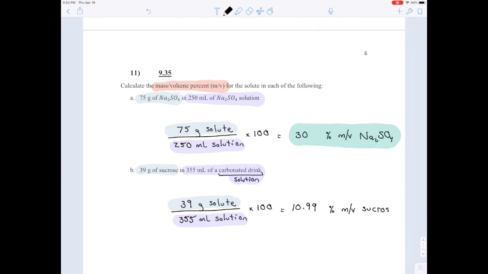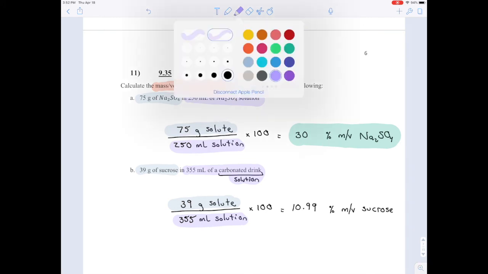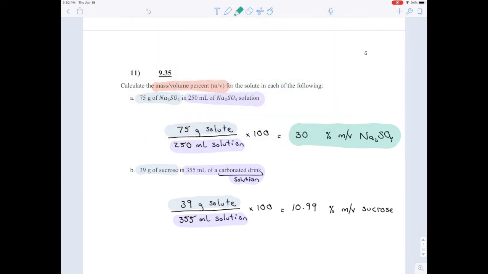So that means that you have around 11, or specifically 10.99, grams of sugar, table sugar, sucrose, in every 100 milliliters of solution. And this unit, mass volume percent, is the unit that's usually given on IV bags. So it's a useful unit to know. You want to make sure you know it's grams of solute per milliliters, specifically milliliters of solution.